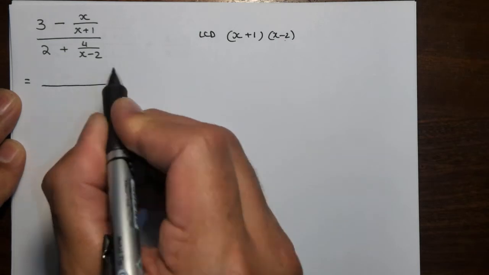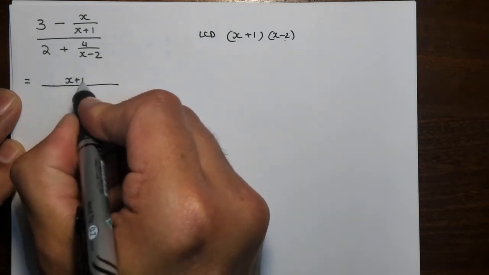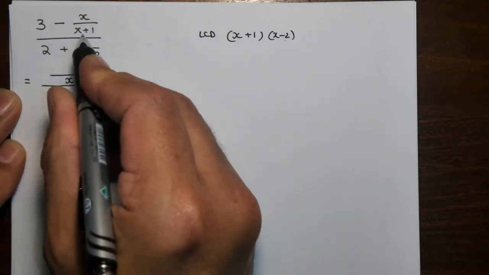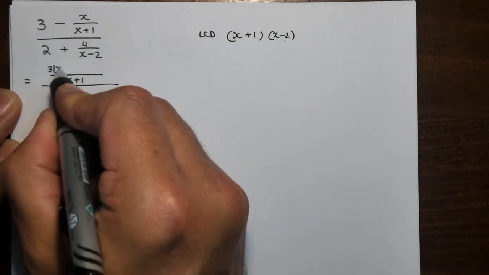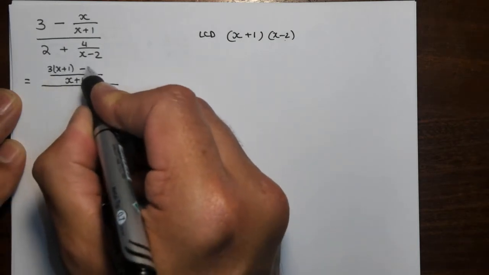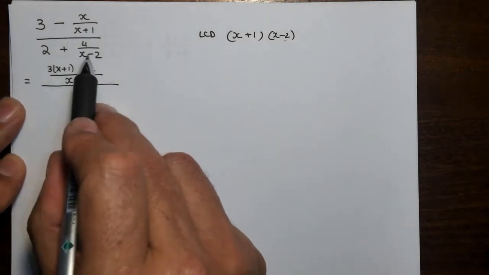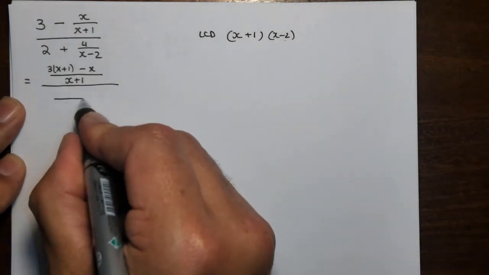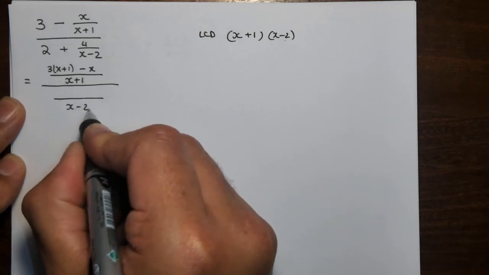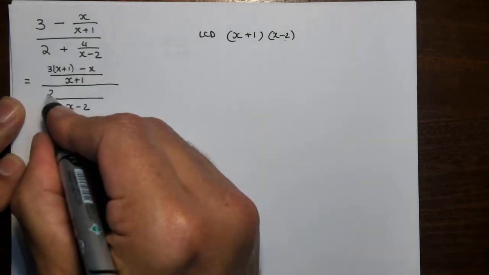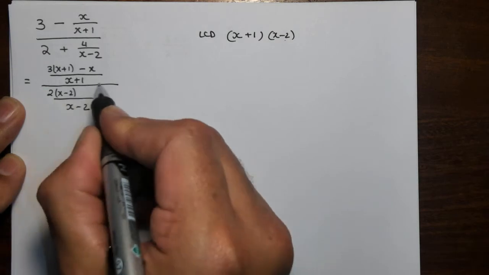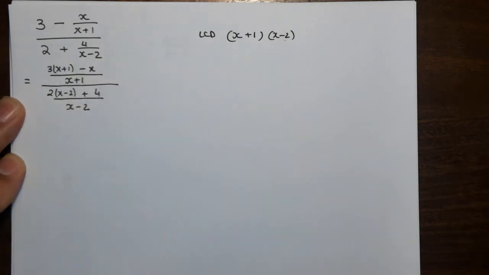the fraction line here, becomes x plus 1 as the LCD. So I have 3 times x plus 1 minus that x. I'm adding with an LCD of x plus 1. Here in the denominator, the LCD is x minus 2. So I end up with 2 times x minus 2 plus that 4.